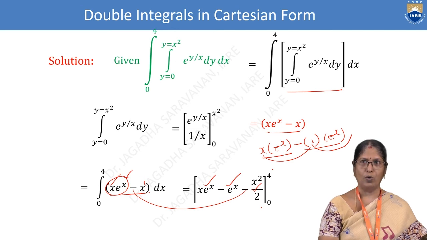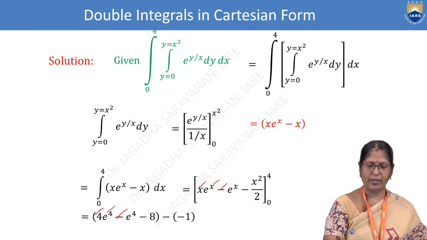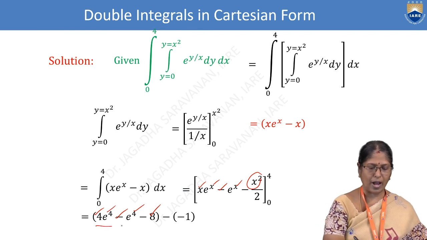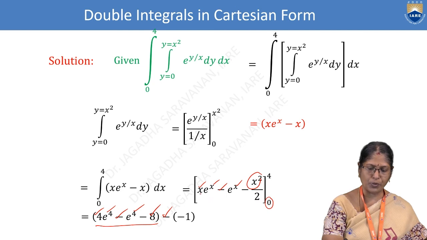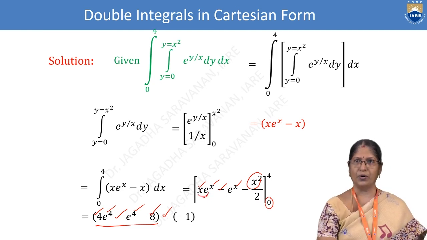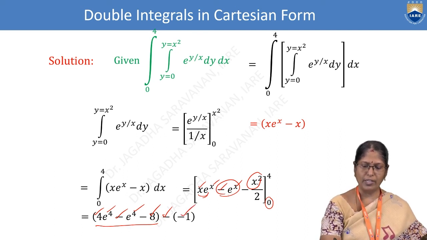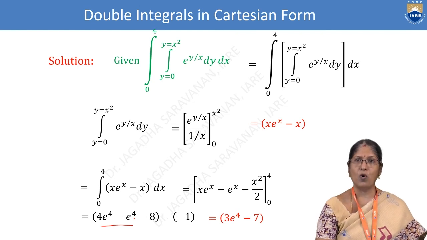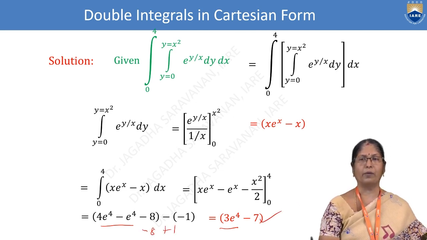From 0 to 4. Now wherever x is, we substitute the upper limit 4. So here it is 4 e power 4, minus e power 4, minus 16 by 2, which is 8. This is the upper limit we completed, formula minus. The lower limit is 0, which we substitute in the x place: 0 into anything is 0, minus e power 0, this particular part is becoming minus 1. This part is becoming 0 because 0 divided by 2 is 0. So this simplification is 4 e power 4 minus e power 4, which is 3 e power 4. Here minus 8 plus 1 is becoming minus 7.